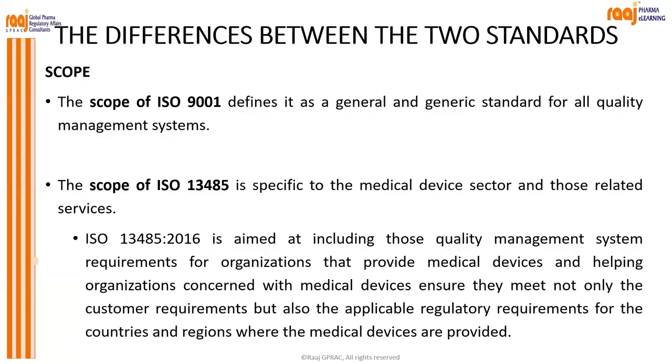So here what I mean to say exactly is that ISO 9001 is defined as a general and generic standard for all quality management. So whenever you want to implement a quality management system in any kind of business, this standard is applicable. Okay, so this major difference you have to remember. ISO 9001 is a generic standard and you can apply it to any kind of business wherever you want to design your quality management system.